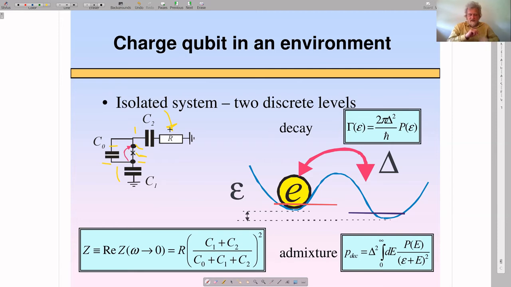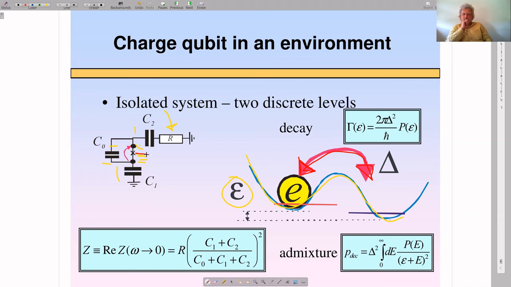I can talk about charge, which is either in this island or in this island, and that corresponds to a double well potential. So there is some energy shift between the walls of this potential. And there's tunneling between potential wells, which corresponds to this tunnel junction.